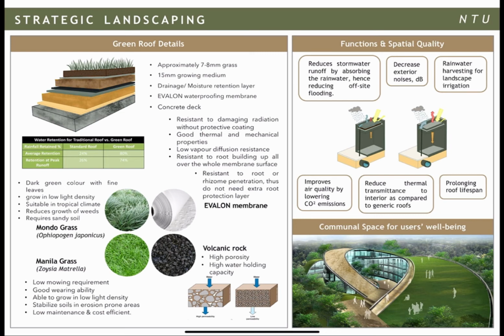The green roof helps to reduce stormwater runoff by absorbing the rainwater, hence reducing off-site flooding. It also decreases exterior noises, and allows rainwater harvesting for landscape irrigation. It also improves air quality by lowering CO2 emissions and reduces thermal transmittance to the interior as compared to a generic roof, and also prolongs the roof lifespan.